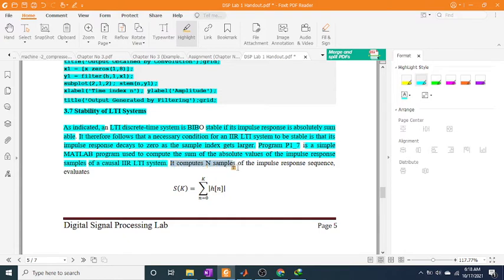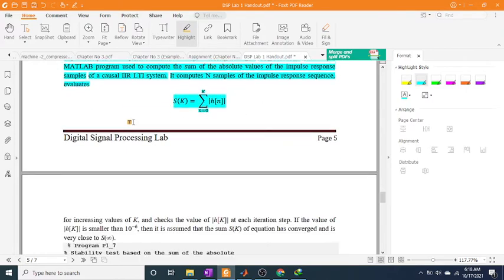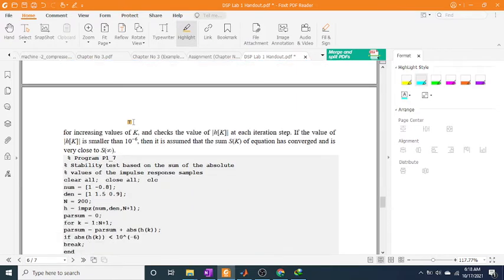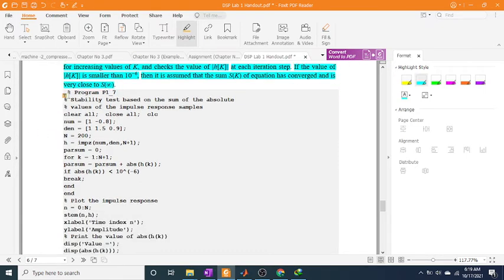It computes N samples of the impulse response sequence, evaluates S(K) equals the sum from 0 to K of the absolute values of h(k), for increasing values of K, and checks the value of h(k) at each iteration step. If the value of the absolute value of h(k) is smaller than 10 to the power minus 6, then it is assumed that the sum S(K) of the equation has converged and is very close to S(infinity).